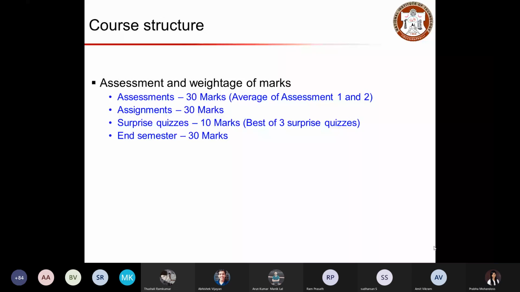And for the most part, it will not be a surprise quiz because I'll be informing you beforehand. Like, tomorrow we will be having a quiz, and that will be for 10 marks, or it would be for 5 marks, but the timing would be for 10 marks only, MCQ type or a short answer type, right? And then the end semester is for 30 marks.